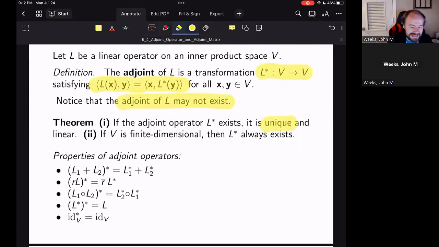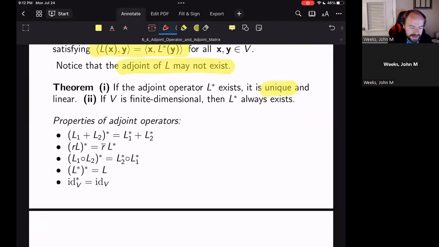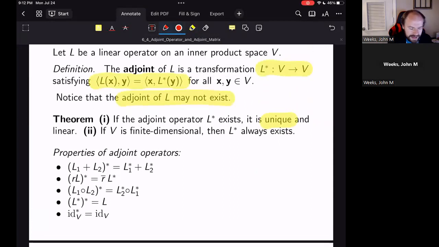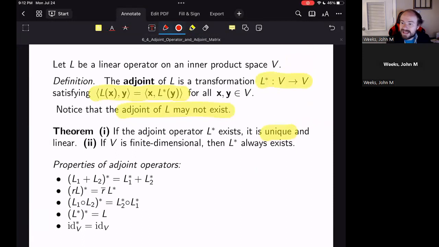And in fact, it is linear, and we can go through and show that, for example. Remember that linearity of this would mean that L star is itself linear. So what would happen if I took, for example, L star of alpha x1 plus beta x2, and take a look at what it was when I had its inner product with y?